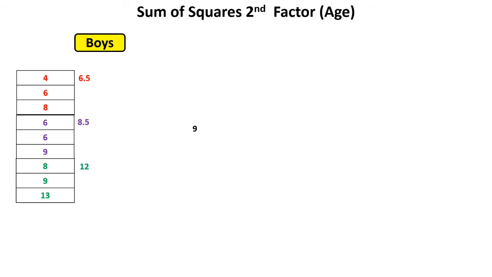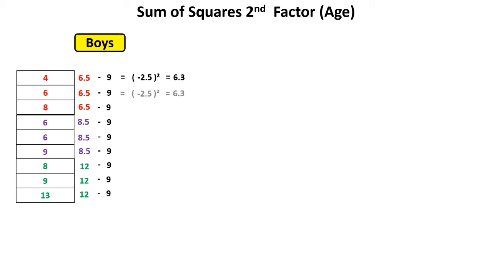So I'll take 9 and subtract its average by age. So 6.5 minus 9 is negative 2.5. Square that and it will be 6.3. Let's do the same for this age group of 10-year-olds. Next, for the 11-year-olds, 8.5 minus 9 is negative 0.5. Square that and it will become 0.25. Do that to all 11-year-olds.